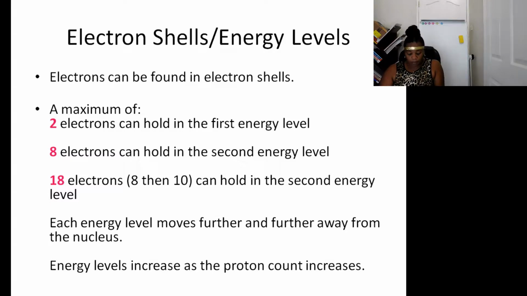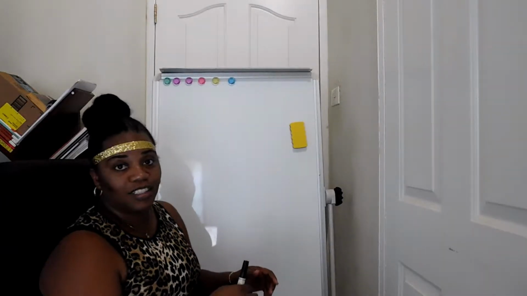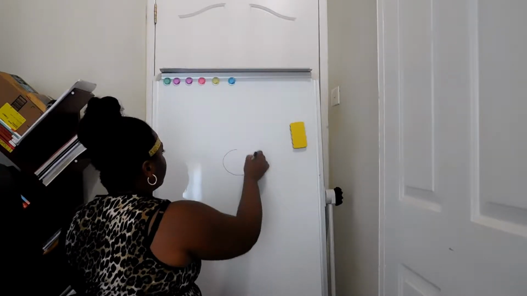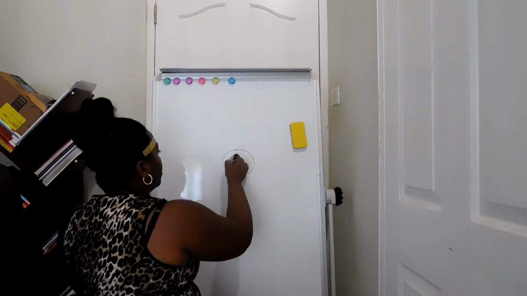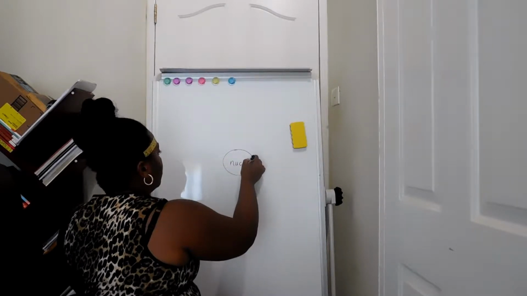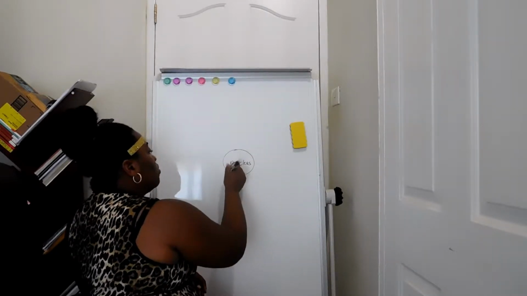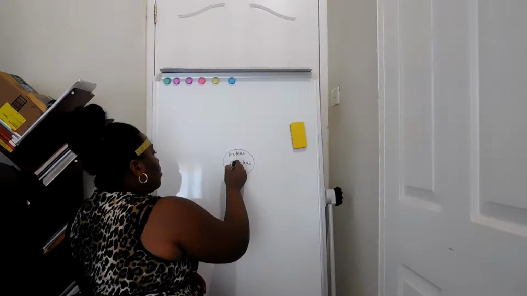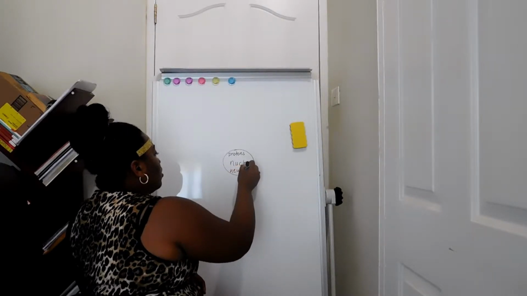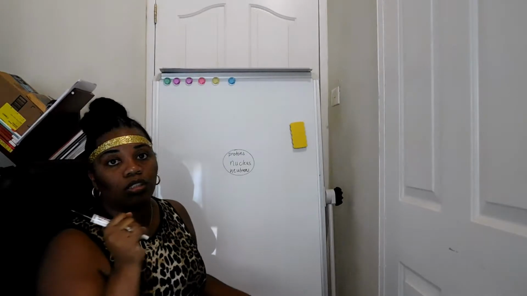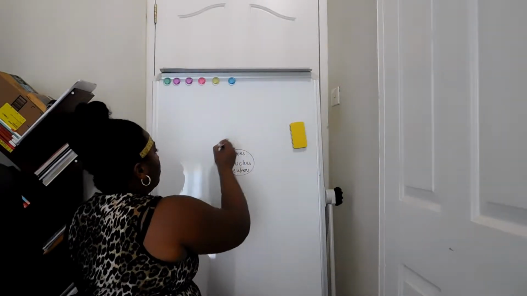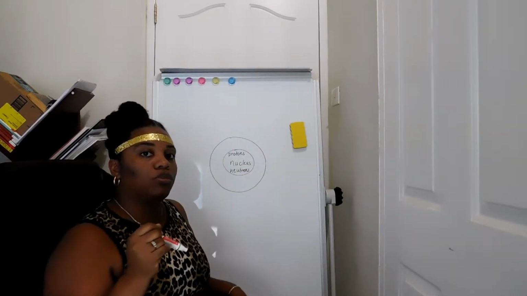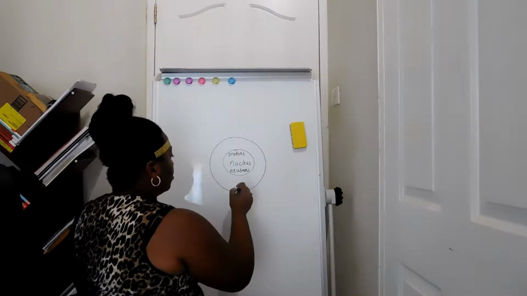So here's an example of what I'm talking about. And yes, I finally got my board. So here you have the nucleus. We say this is the nucleus in here, and the nucleus can hold protons and neutrons. That is what's in the nucleus. Then you have your first energy level, or where electrons are. The first energy level can hold 2 electrons. So here we have 2 electrons.